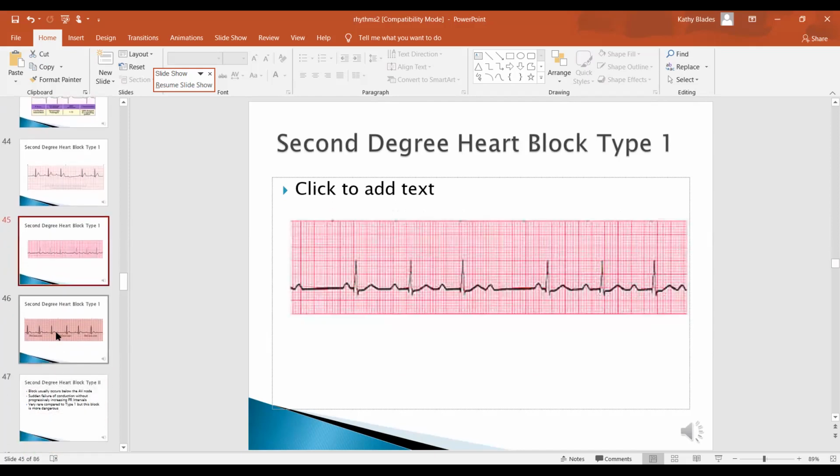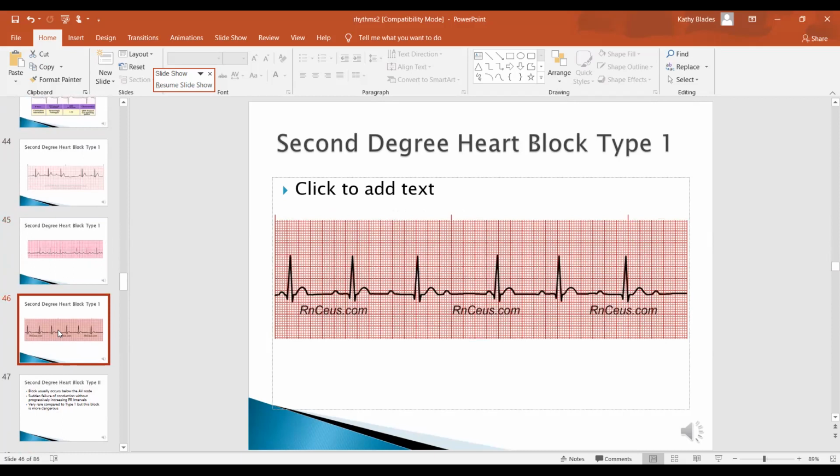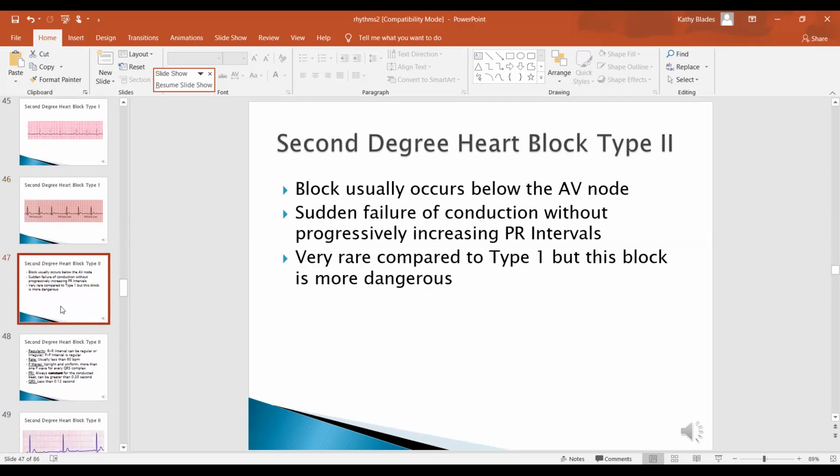Just some more pictures of different ones. So then you have a second degree heart block type 2, and this block usually occurs below the AV node. Sudden failure of conduction without progressively increasing PR intervals, and it occurs very rarely compared to type 1, but this block is more dangerous. So when you're looking at rhythms, dangerous rhythms, we talked about a type 3. Now we're talking about a second degree block type 2 as being bad as well, right?